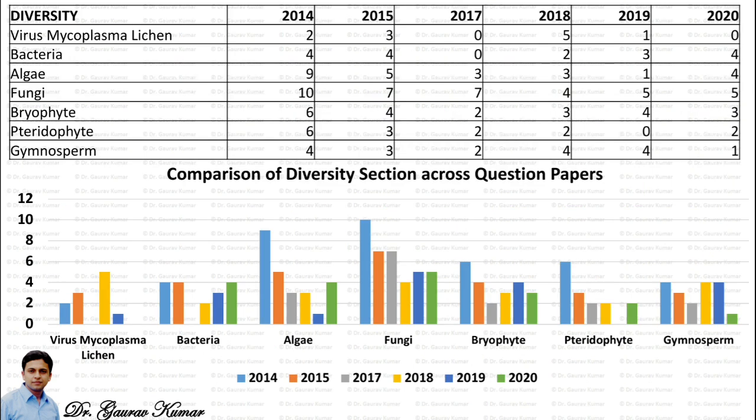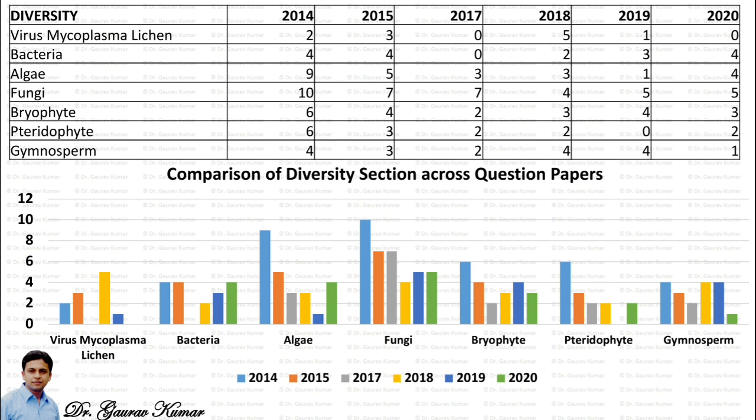So next, let's now analyze the various sections. Like I was saying, the major chunk was given by diversity. In the diversity also, which unit was more important? Like if you see the syllabus of Delhi University, then you will see virus, mycoplasma, lichen. Also you are studying bacteria, algae, fungi, bryophyte, pteridophyte, gymnosperm.